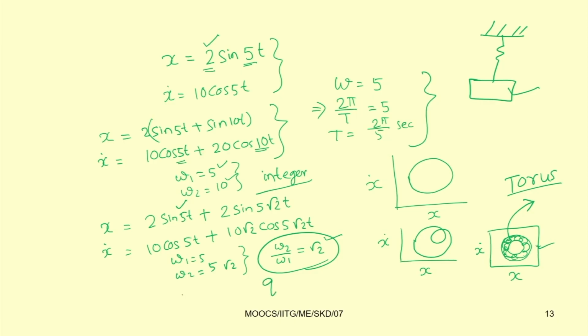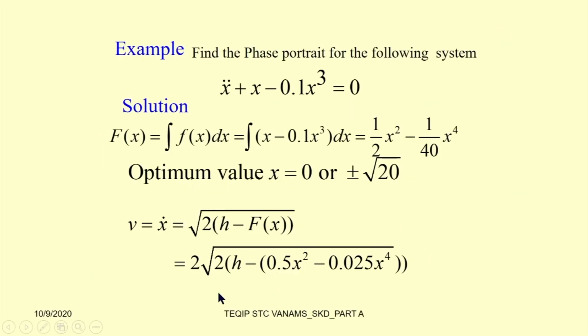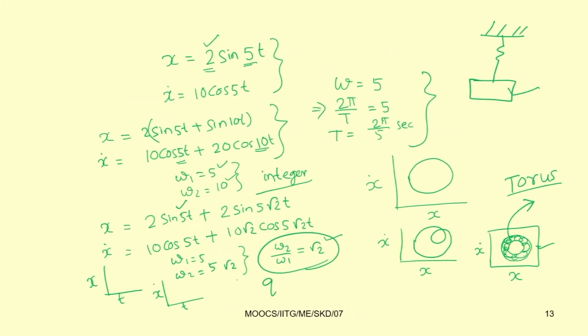The response what you will get. If you plot x versus t and x dot versus t, you can verify the response. These responses are known as quasi periodic responses.